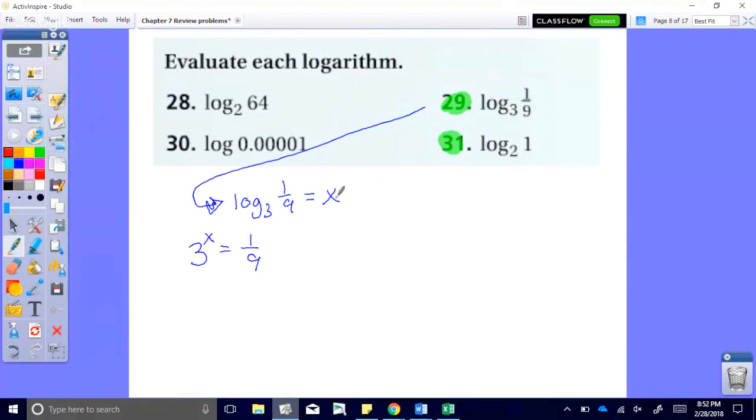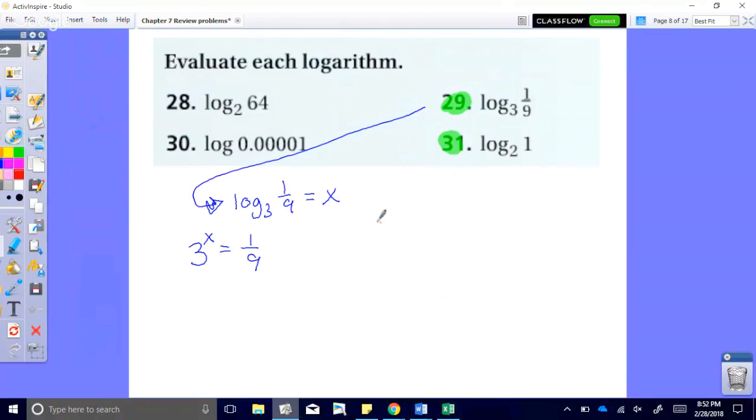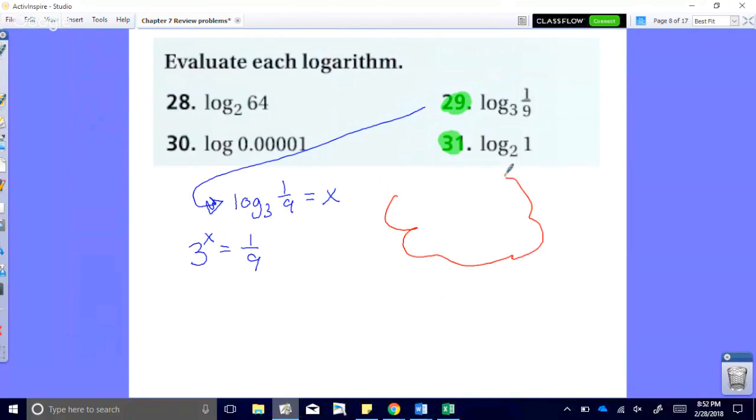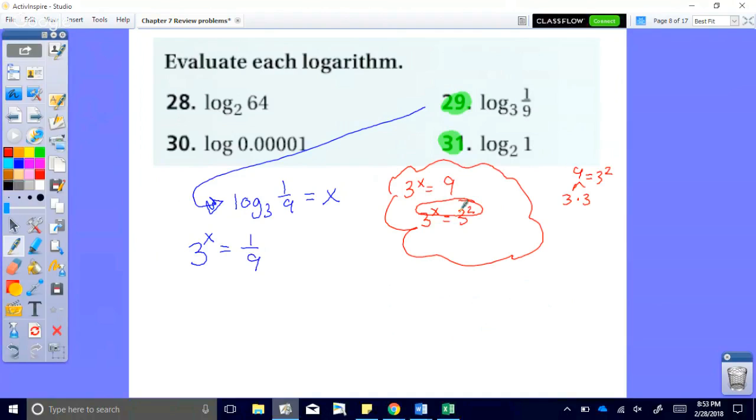Okay, so here's what I'm going to do, because y'all a lot of times don't like these fractions. I'm going to pretend over here that this problem was 3 to the x equals 9. And the way we evaluate this is we try to get the same base. So 9 is 3 times 3, which is 3 to the second. So 3 to the x equals 3 to the second, and we would get 2.